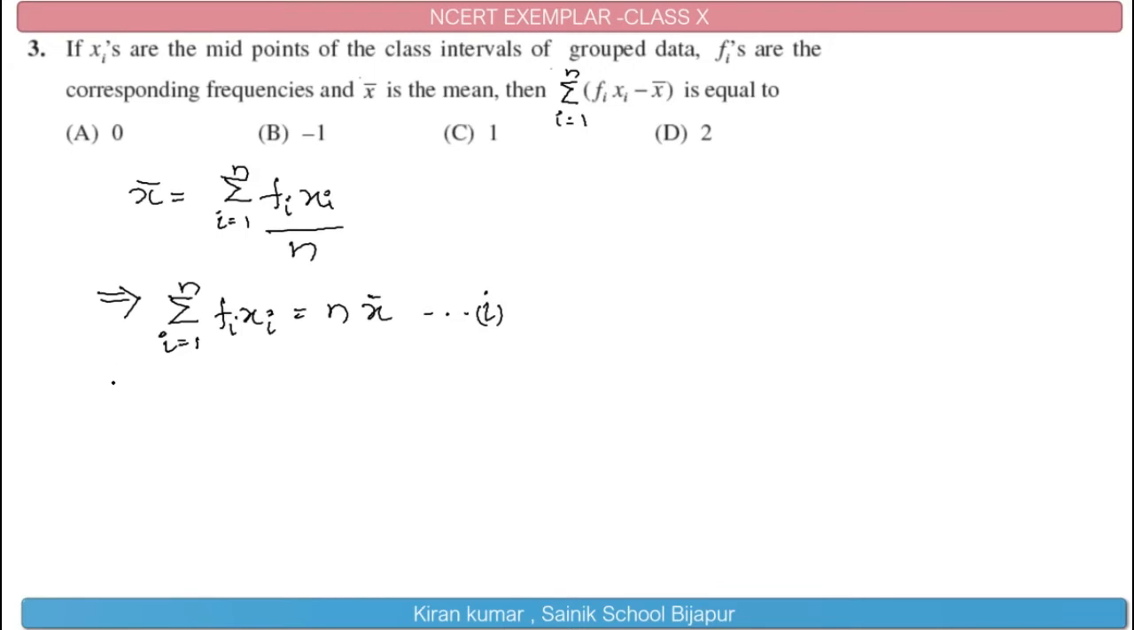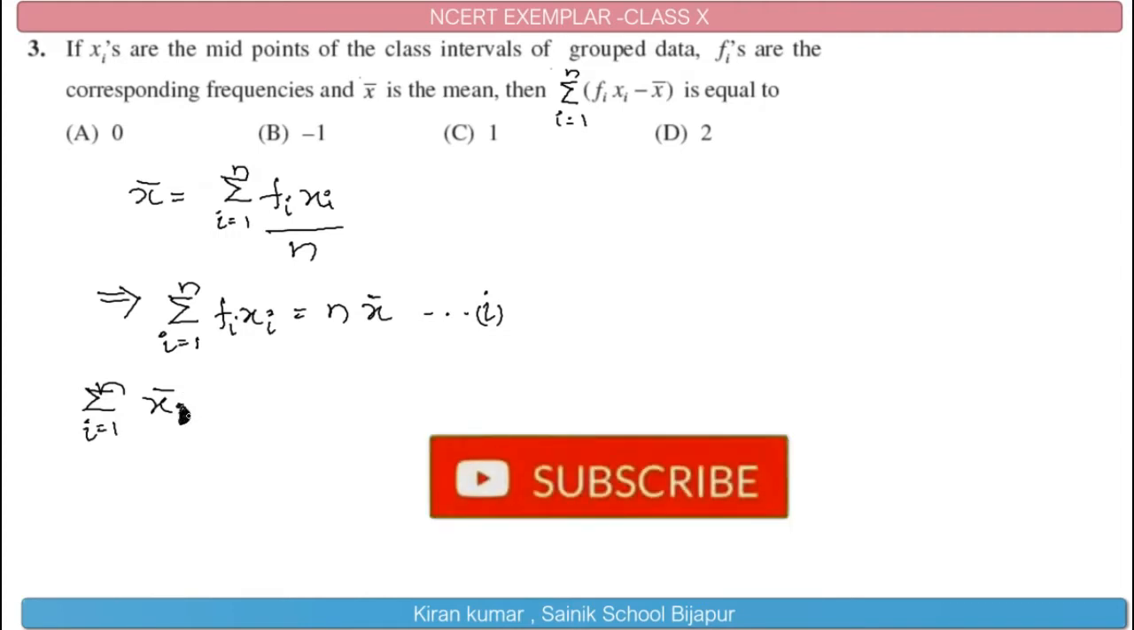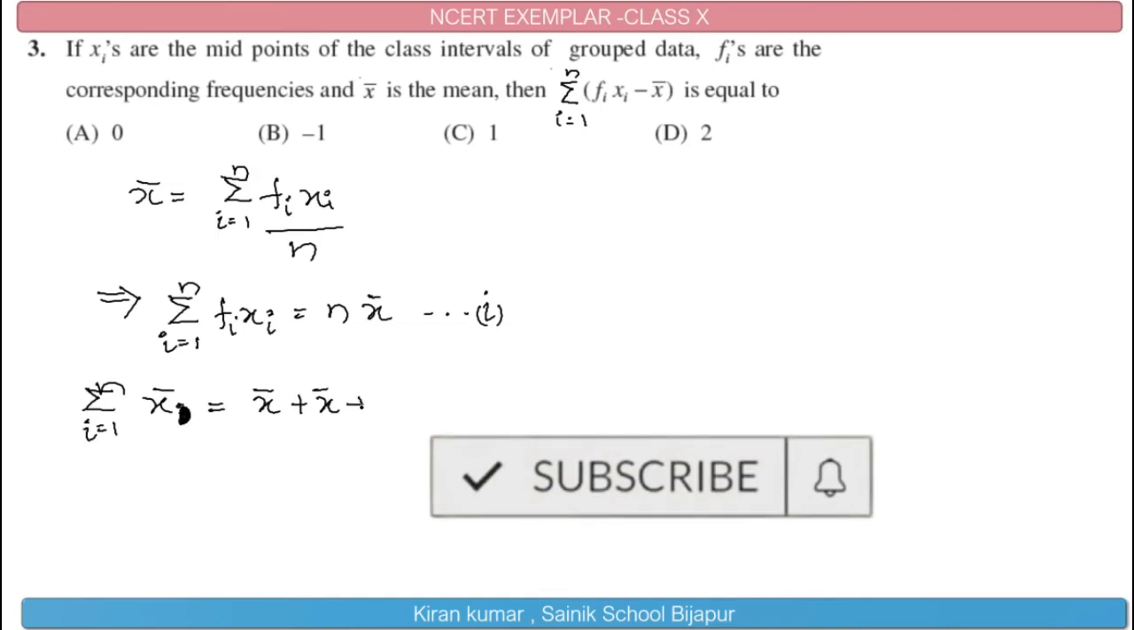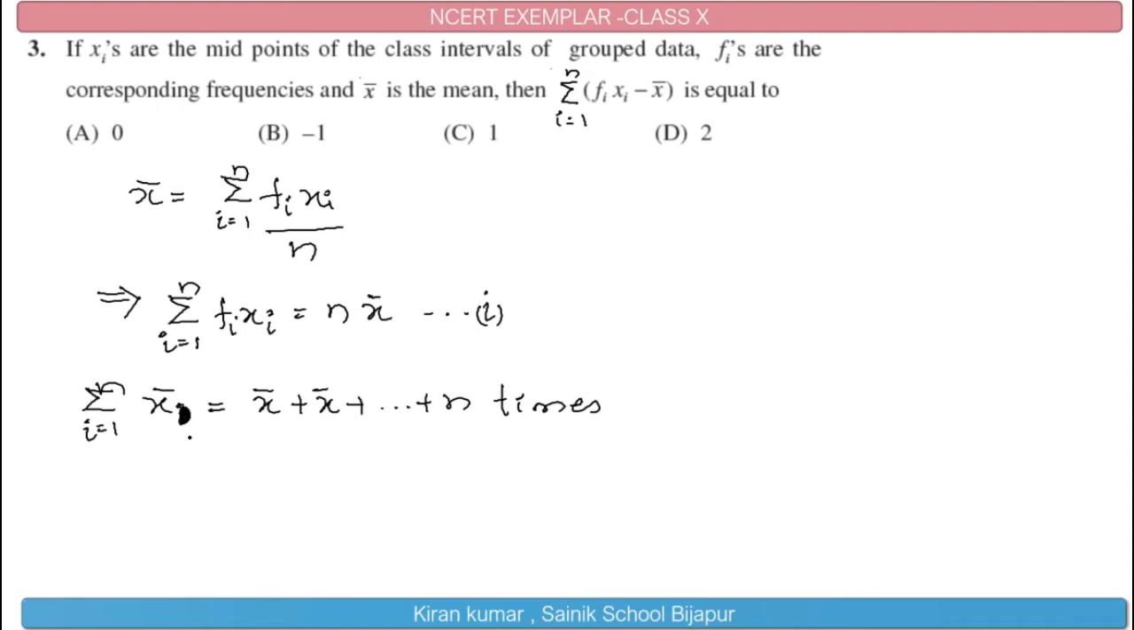By the basic definition of sigma i from 1 to n x bar, x bar is added n number of times. In other words, this can be written as n times x bar. So sigma i from 1 to n x bar is same as n times x bar. Let me call this equation 2.